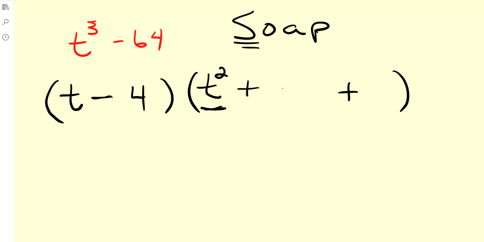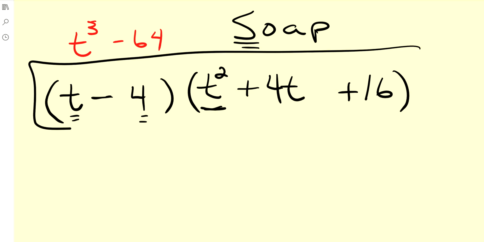My middle term are these two terms multiplied together. My sign has been established for that number. When I multiply t times 4, it's 4t. Not negative 4t, positive 4t, because my sign has been established. And finally, the third term of the trinomial is going to be 4 squared, which is 16. And it's done.